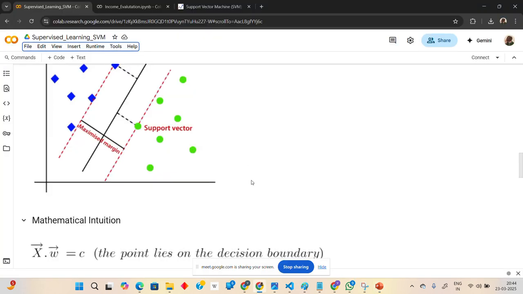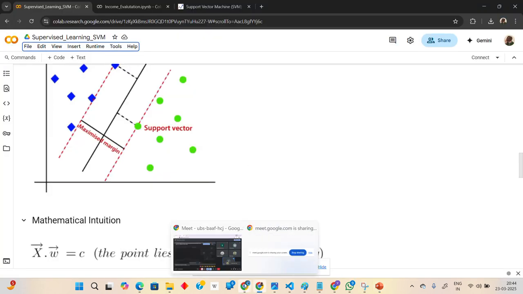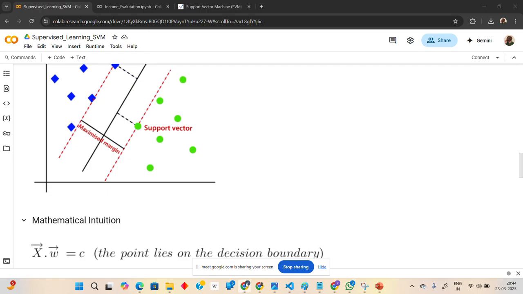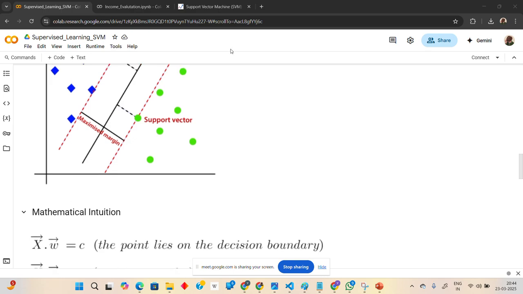I have found, is it clear by the way? Let me know. Yes, Ashwin. Okay, clear. So that is the way how it works.